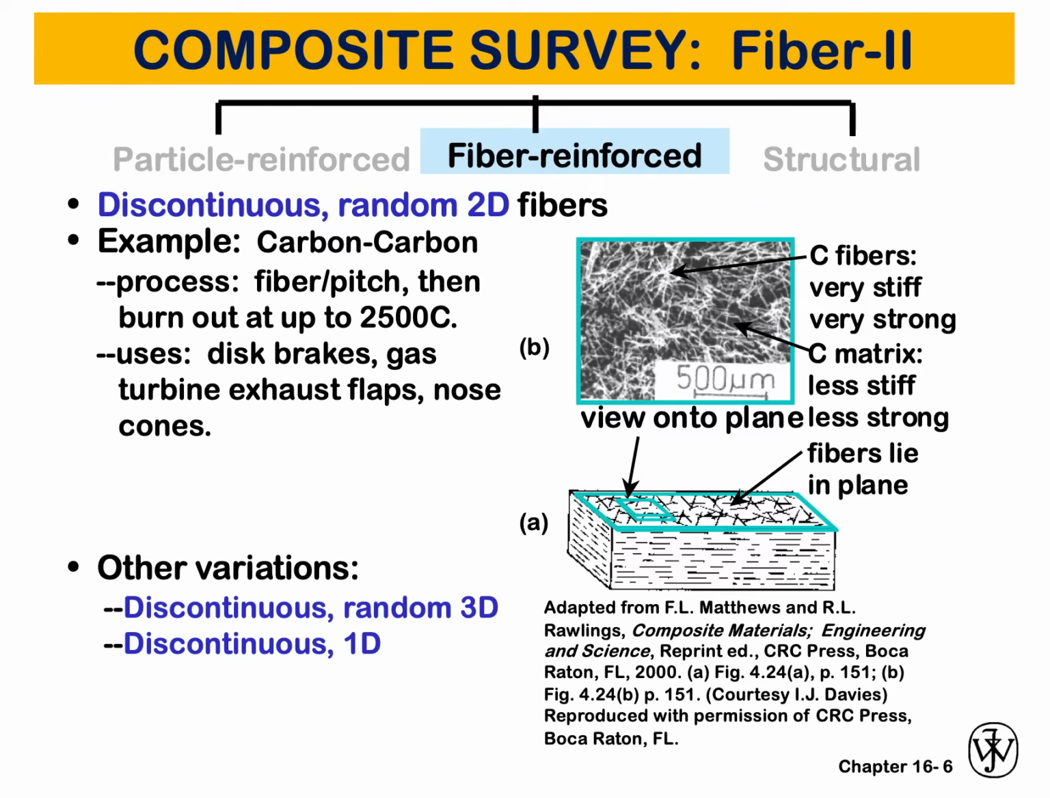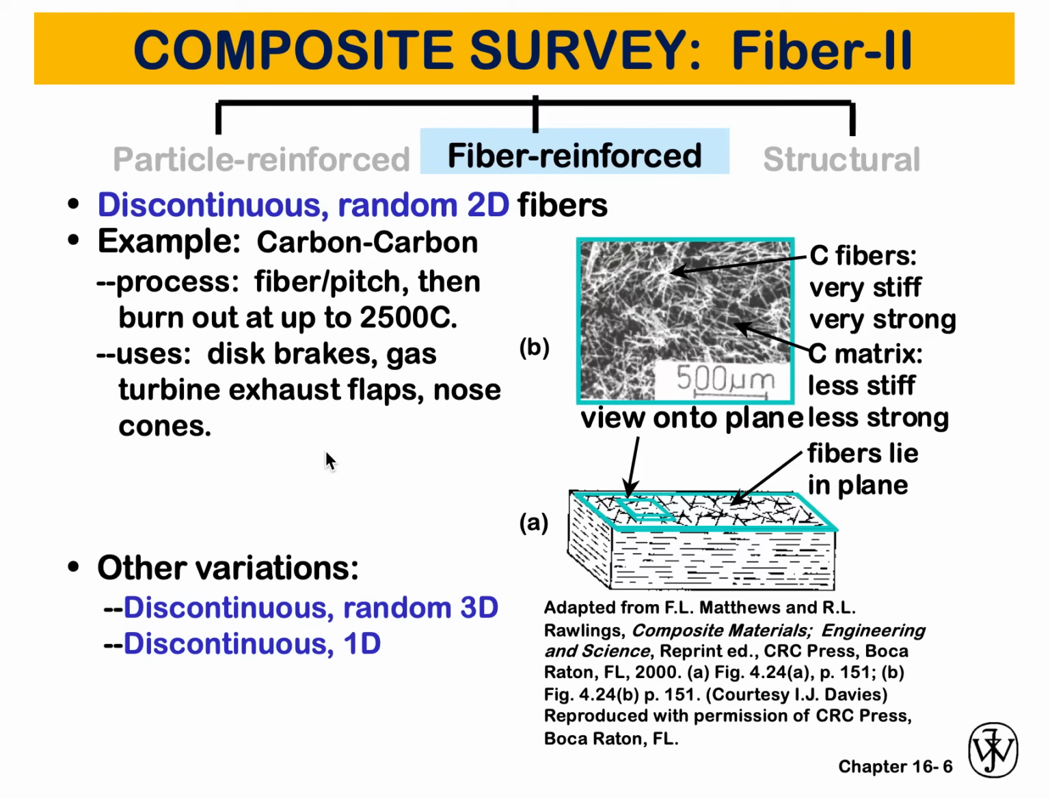So we can have two things. Either you have a parallel alignment of the longitudinal axis of the fibers in a single direction, or you can have a totally random alignment. This is one of the random alignment, and it's discontinuous, which means that the fibers are short, way shorter than 15 times the critical length. They are processed, then they are burned at 2500 degrees Celsius, and you can find this type of composite in disc brakes, gas turbines, exhaust flaps, and nose cones.